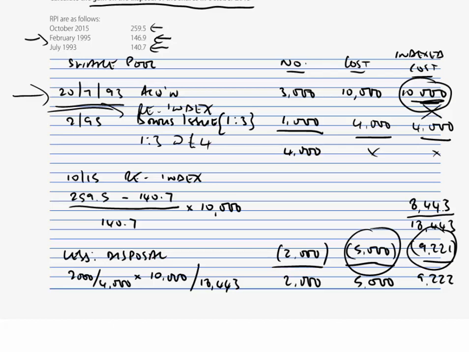Likewise then for October 15, you'd re-index now that revised index cost all the way through to October 15, but this time of course not as it was here from July 93, but instead from February 95, because you would now have re-indexed in February 95. So you just deal with it like any other purchase. There is no difference there. It's the same as dealing with any other purchase.